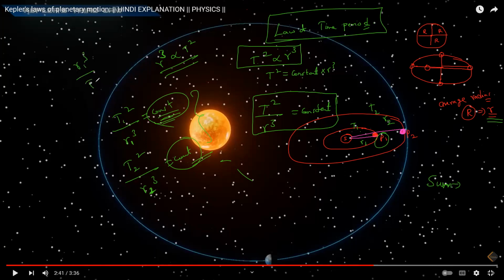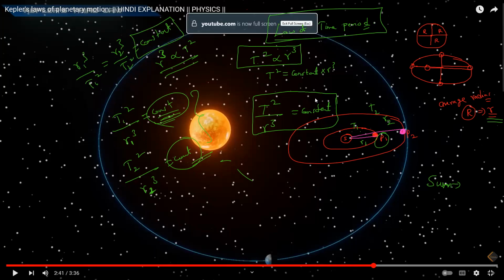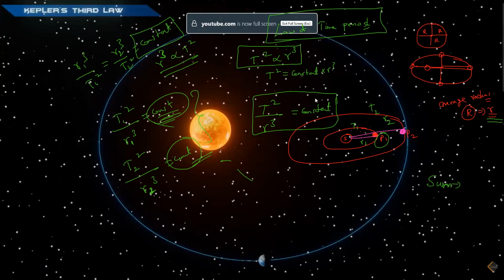Or you can do the reverse: R1 cube divided by T1 square, R2 cube divided by T2 square, each equals a constant. For any planet you do, it remains constant. This is what we call the law of time period, Kepler's third law of planetary motion. What do we call it? Kepler's third law of planetary motion.